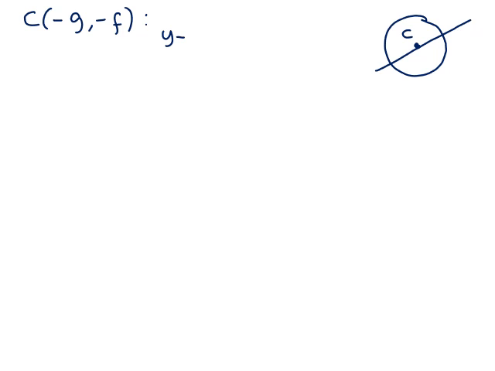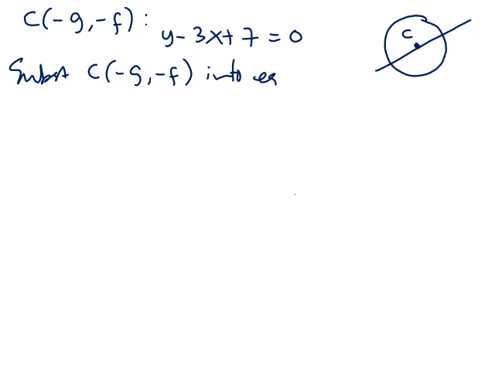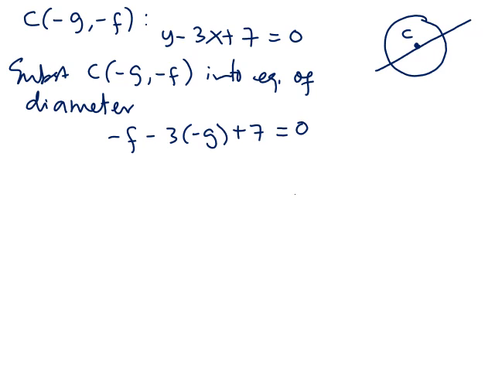Okay, since we know that we have a circle and a diameter, the center lies on the diameter. Okay, so the center (-g, -f) must pass through the diameter. So the equation of the diameter, we have y minus 3x plus 7 equals 0. So we're going to substitute the center (-g, -f) into the equation of the diameter. Okay, so we're going to write this as -f minus 3 times (-g) plus 7 equals 0. Or you simplify this, you can have f here equals 7 plus 3g.